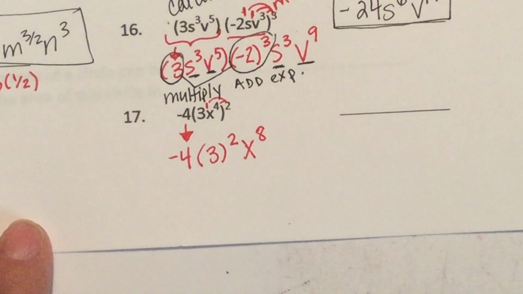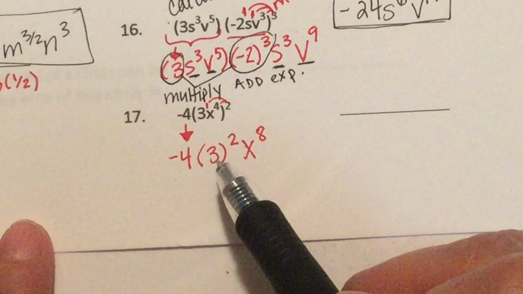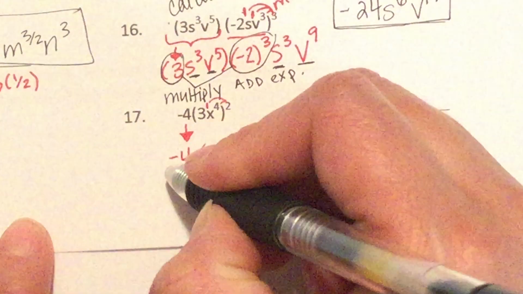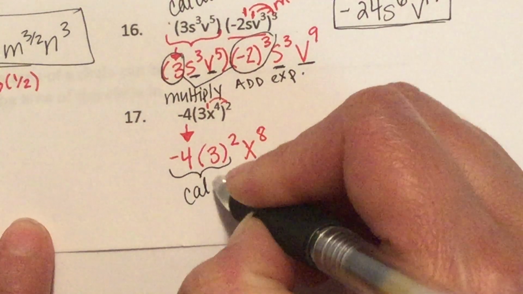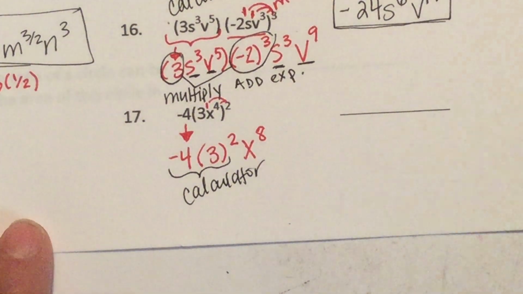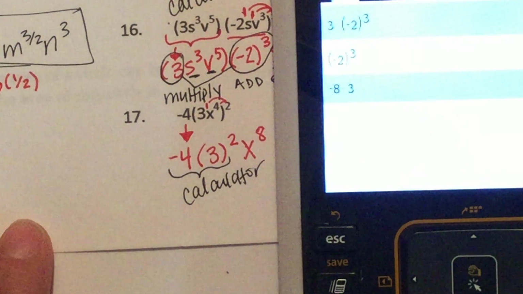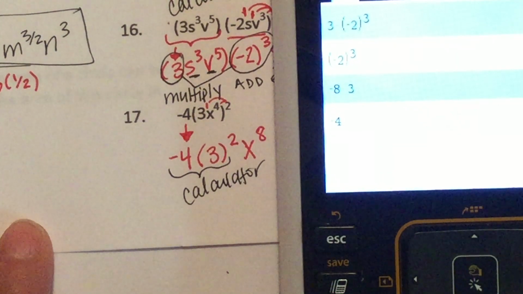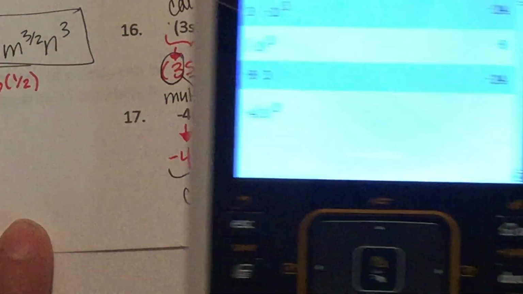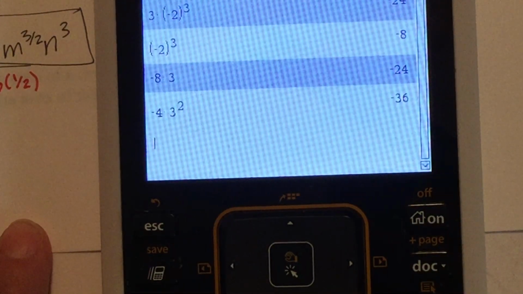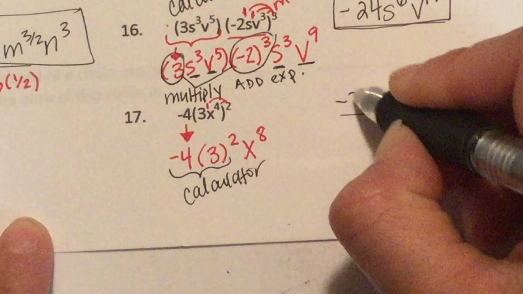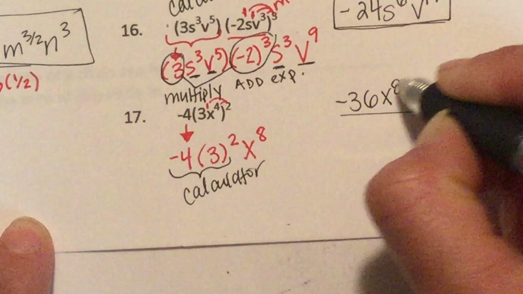And now you need to simplify, whether you understand that 3 squared is 9, and then you'd multiply it by -4 to be -36, or you can put this whole piece in your calculator. Remember, you can multiply numbers in your calculator and then bring down the x to the 8th. So again, if you put it in the calculator, it should be -4, and then in parentheses 3, exponent 2. You're going to get -36. So -36 x to the 8th power.